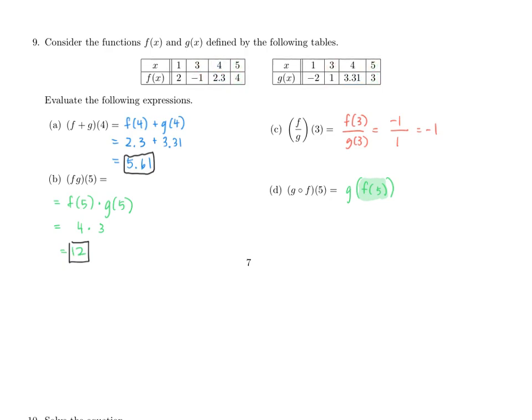Okay. So f of 5, when x is 5, f is 4. So this is 4. So now we're going to be looking for g of 4. Okay, so now I'm going to be looking for that. So when x is 4, g is 3.31. So my answer is 3.31. So this is, you're kind of doing one thing after another. You're not finding them separately and then combining them like we were in A, B, and C. You're using one to find the other.